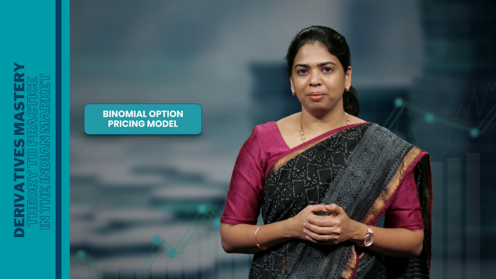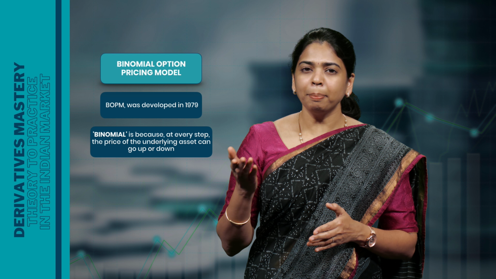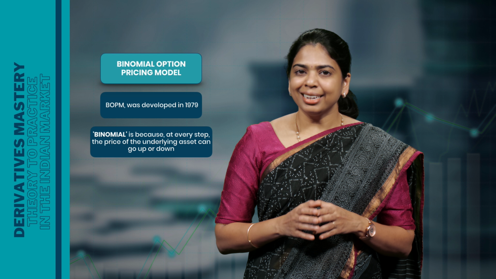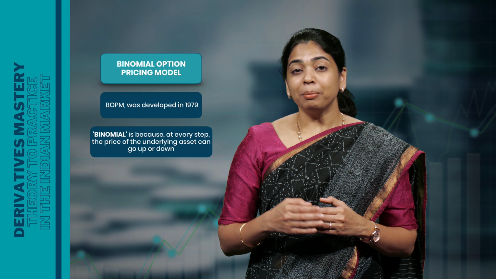Hello everyone, welcome back. In this lecture, let us discuss the binomial option pricing model. The binomial option pricing model, or the BOPM, was developed in 1979. The reason it's called binomial is because at every step, the price of the underlying asset can go up or down. So it's like a tree that grows two branches at each step. You can imagine it as a path where the asset price has two possibilities. It can either go up or go down.